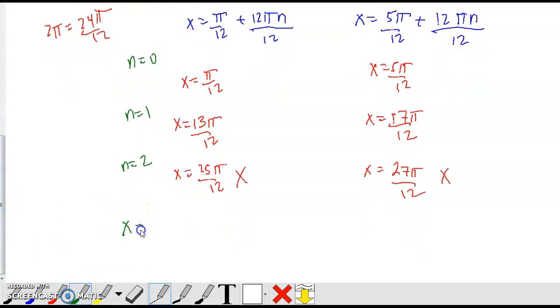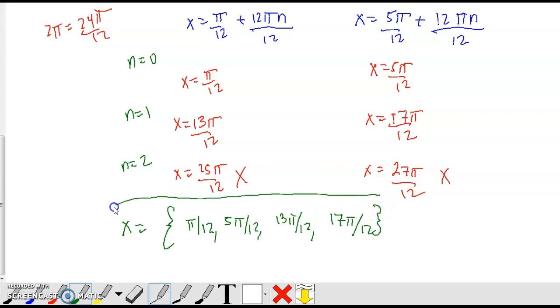So x is equal to, going in order, pi over 12, 5 pi over 12, 13 pi over 12, and 17 pi over 12. Notice how many answers we had. We had 4, just like we predicted.